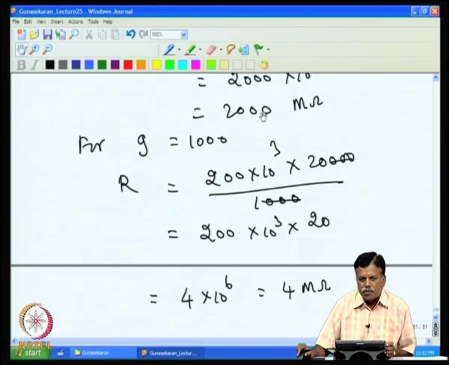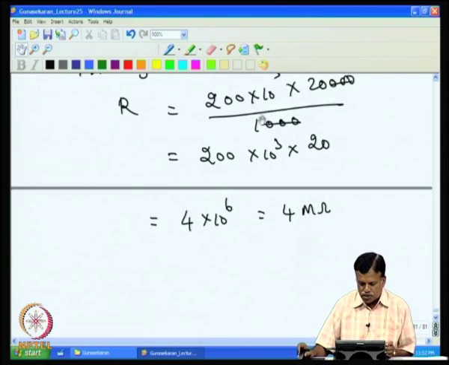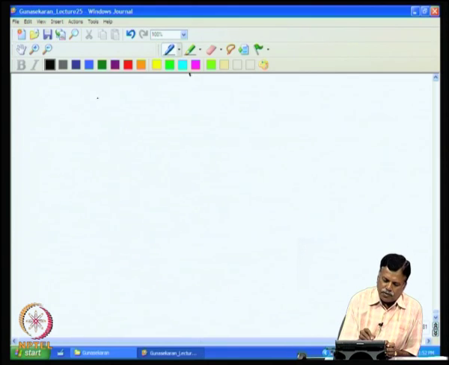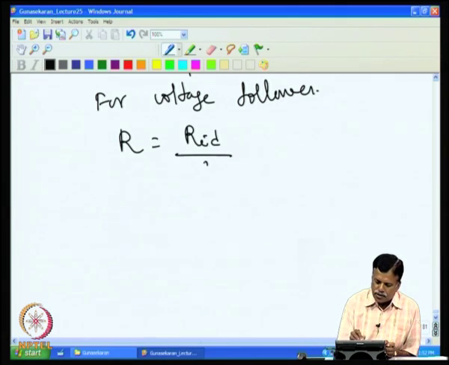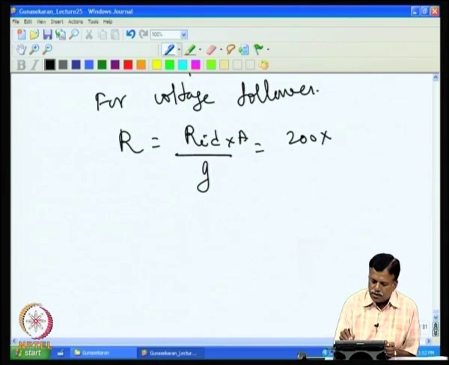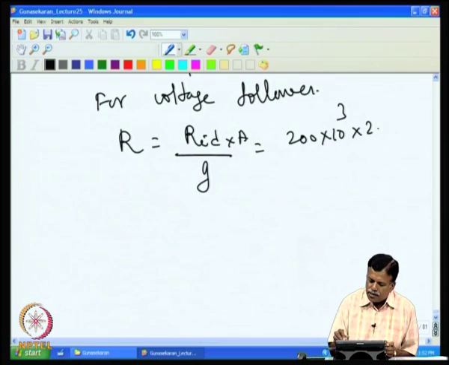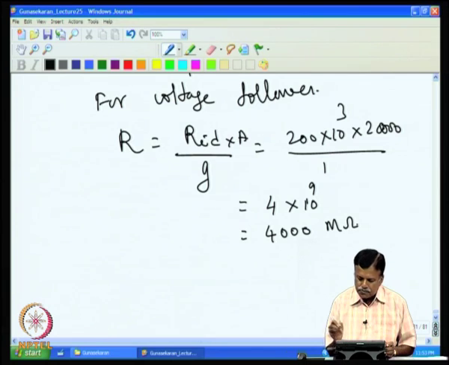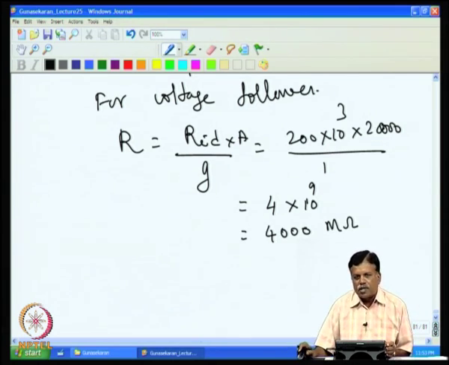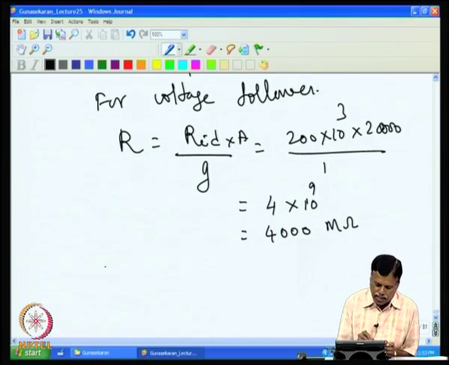So, that shows that if we want a high input impedance, then I have to give as low a gain as possible. For example, the best case would be the voltage follower, where the gain is 1, then R comes out to be, if we take A into RID, 200K into 20,000 divided by 1, that comes to 4 into 10 power 9, or that is equal to 4000 megohms. So, that means the voltage follower is the one which gives the highest input resistance.